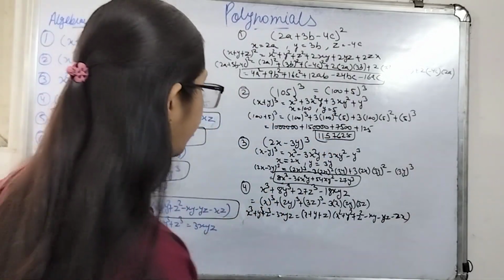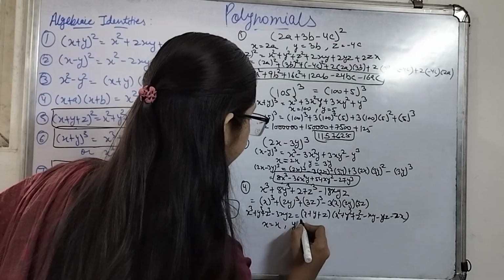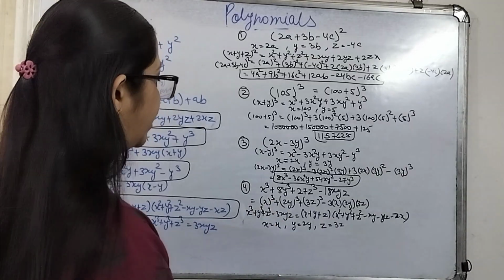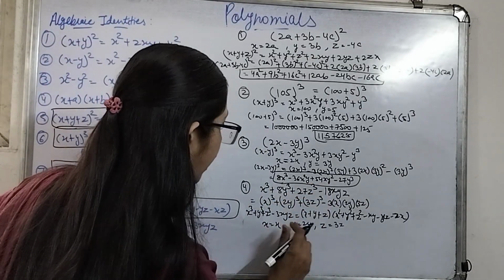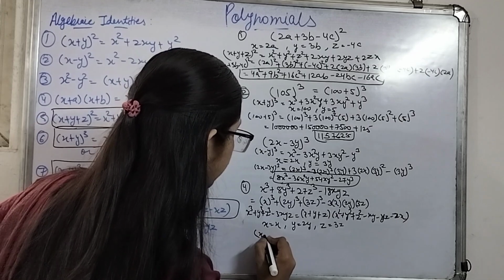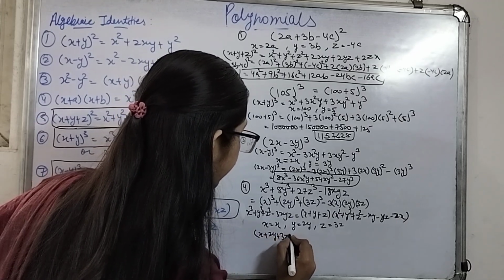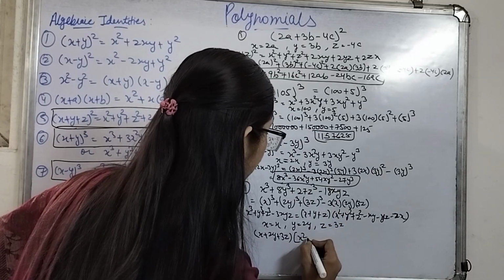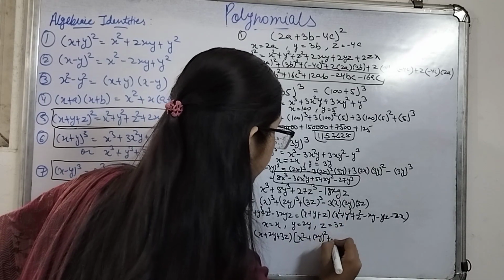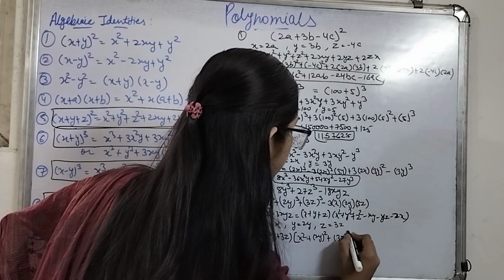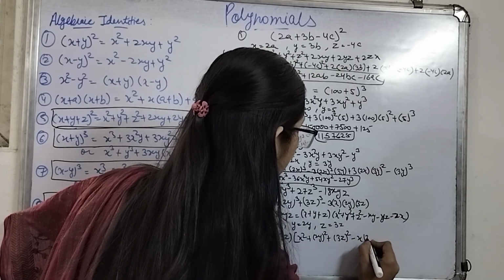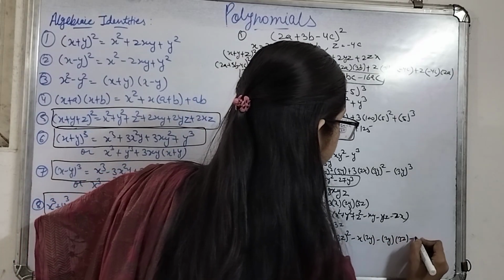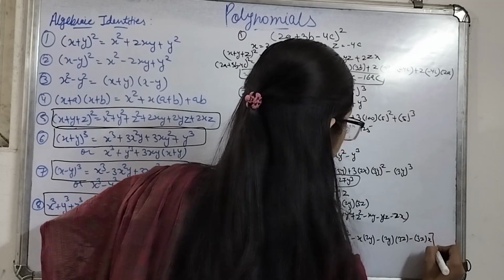So wheresoever x is coming, we will write x only. Wheresoever y is coming, we will write 2y. Wheresoever z is coming, we will write 3z. So the expansion will be: this can be written as x plus y plus z, that is x plus 2y plus 3z. Second bracket: x square means x square only, y square means 2y whole square, z square means 3z whole square, minus x times y, that is 2y, minus y times z, that is 2y times 3z, minus z times x, that is 3z times x.